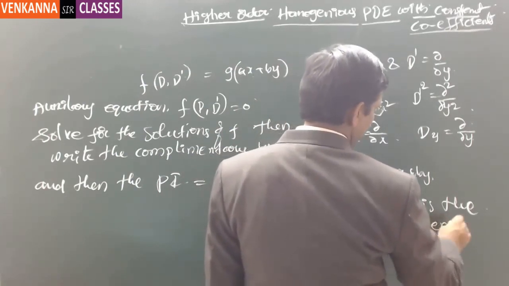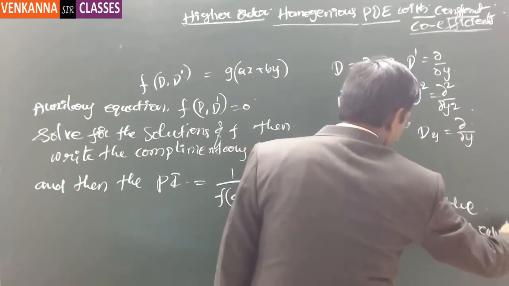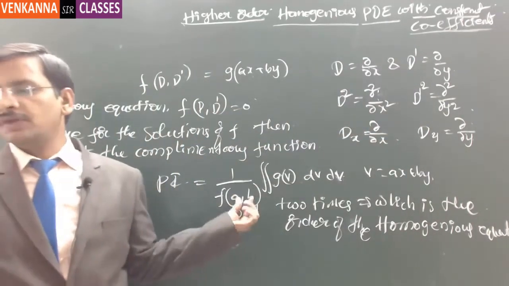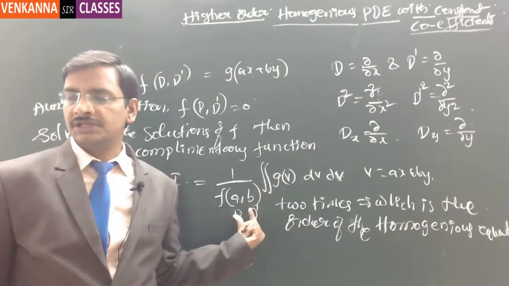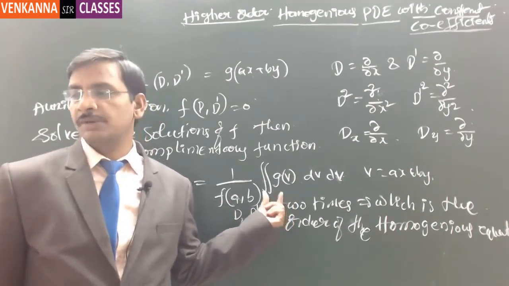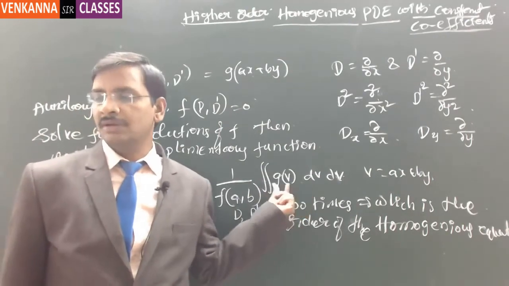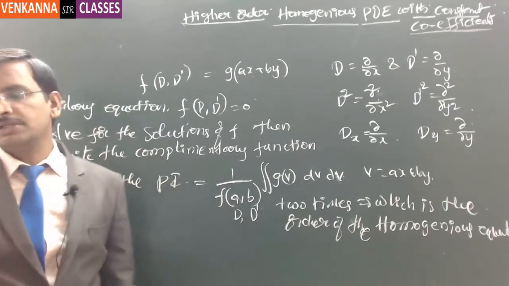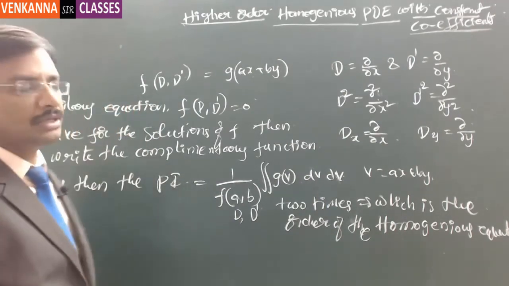So this is the standard method. This is the order of the differential equation. If the order of the differential equation is 2, you have to integrate 2 times. If the order is 1, then you integrate with respect to v once. If the order is 4, then you integrate 4 times, the same function with the same variable. Got it? So this is the standard method of writing the complementary function and the particular integral. Got it?